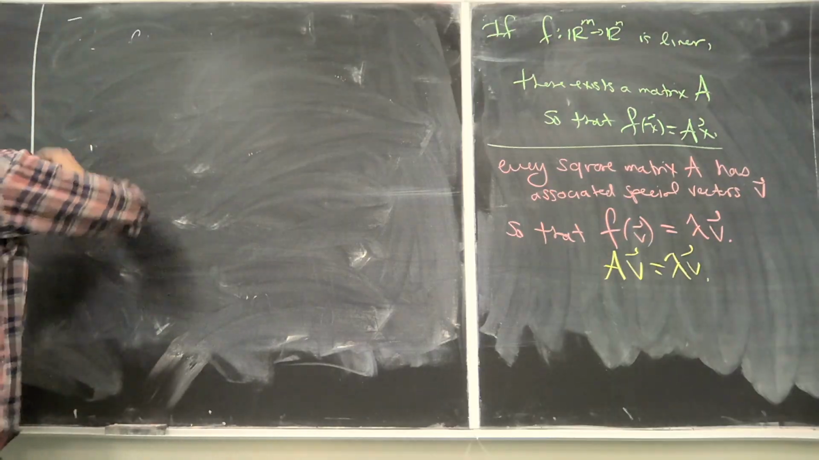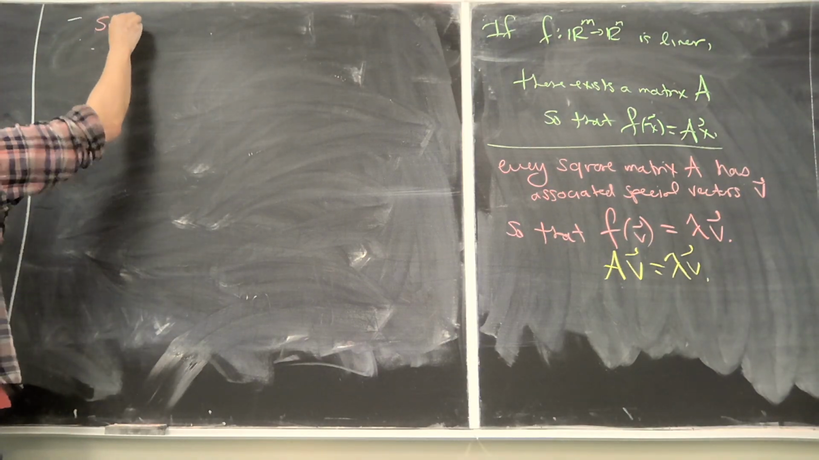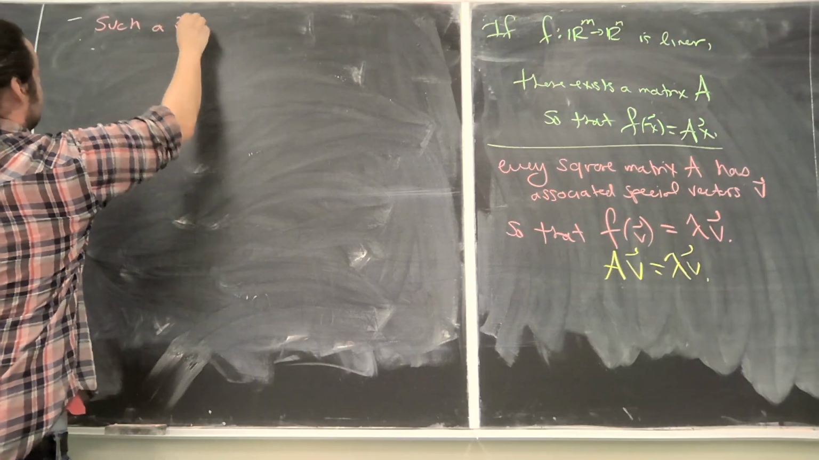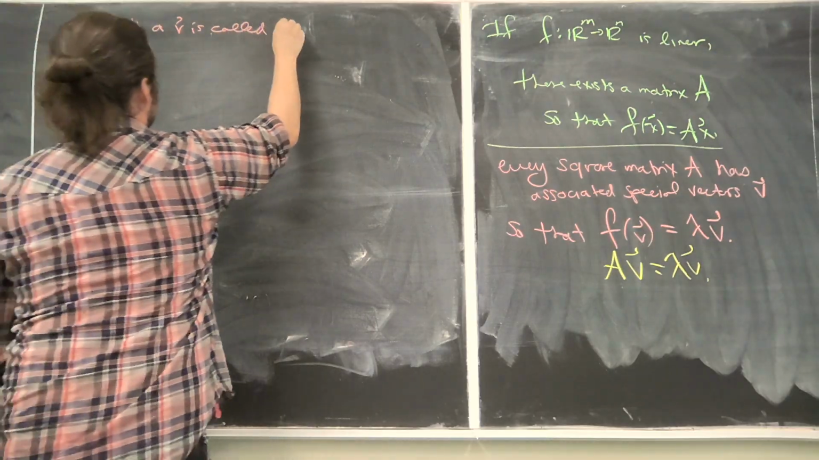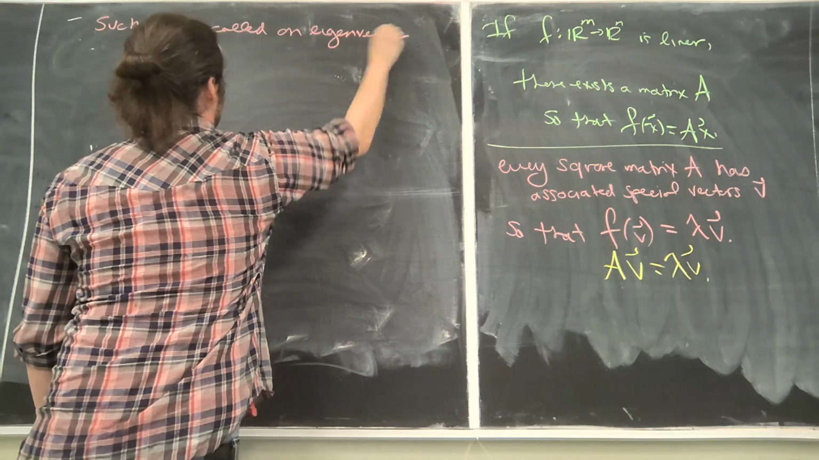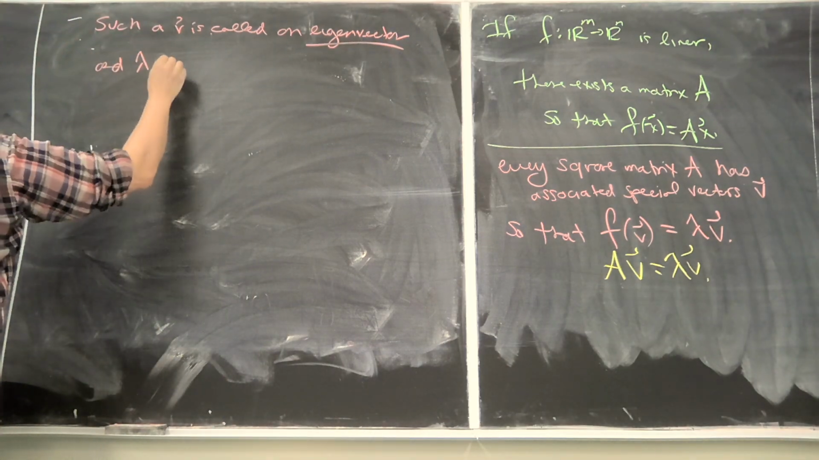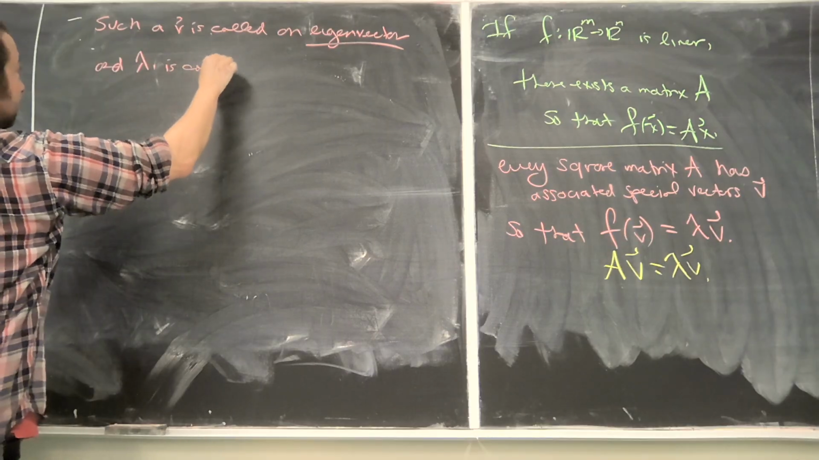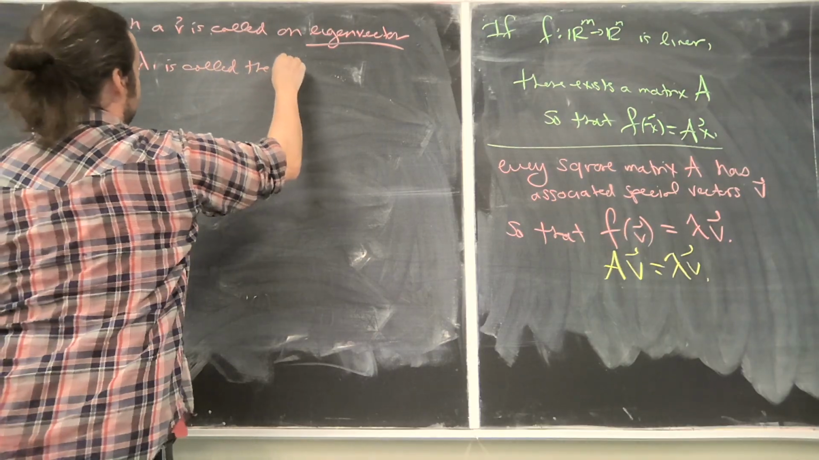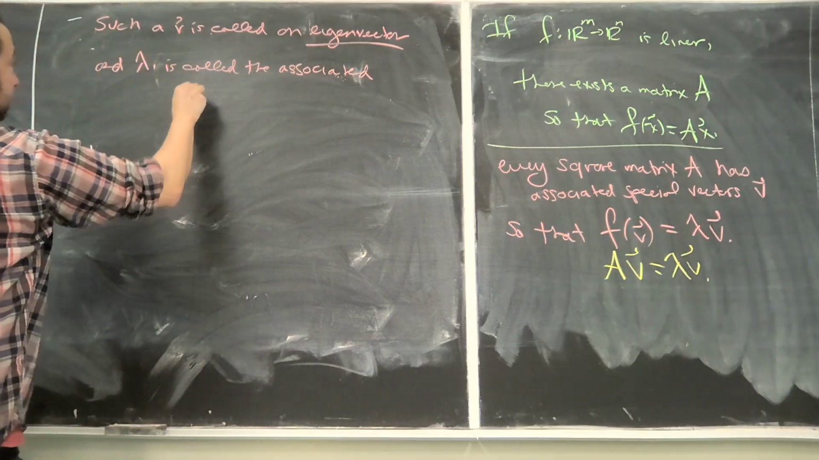Okay, so such a v is called an eigenvector, and lambda is called the associated eigenvalue.